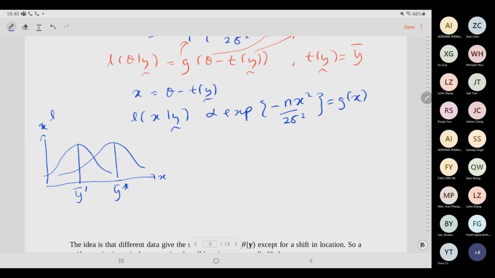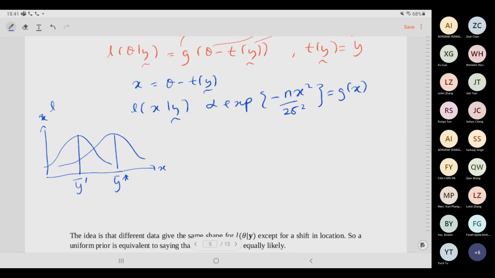This is what is meant by the location of the likelihood function. Location means the center. The center of the likelihood function will move, but the shape of the likelihood itself remains the same. In this case, because we have sigma squared as a constant, the variance is the same. The shape is the same, just the center will move around depending on your sufficient statistic t(y).